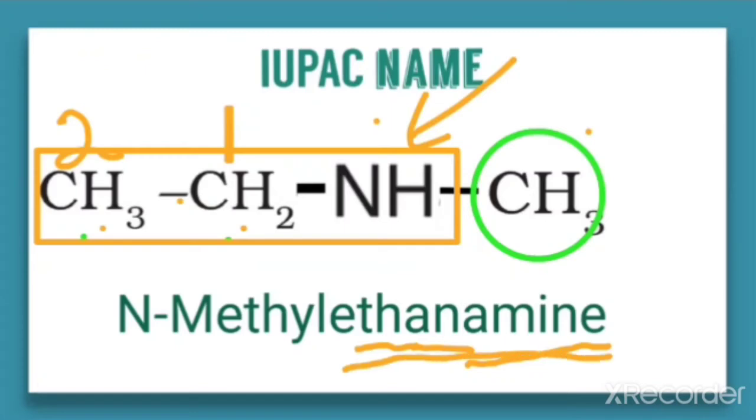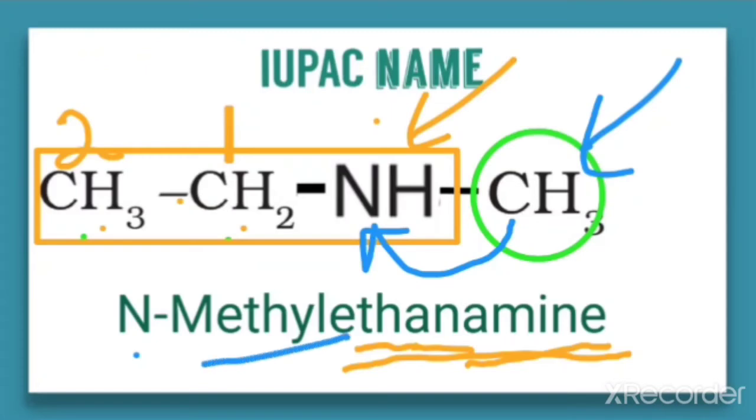This is the name for ethanamine, but there is one substituent. Which one is the substituent here? That is, this is the substituent. Methyl group is a substituent. Now we need to name this substituent also, and because the substituent is attached to the nitrogen, therefore we have to say N, we can write it as N-methyl. The position of the methyl group here, that is, it is attached to the nitrogen of the amine group, therefore it is named as N-methyl and then ethanamine.